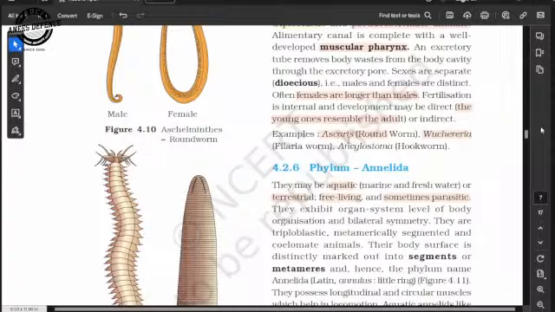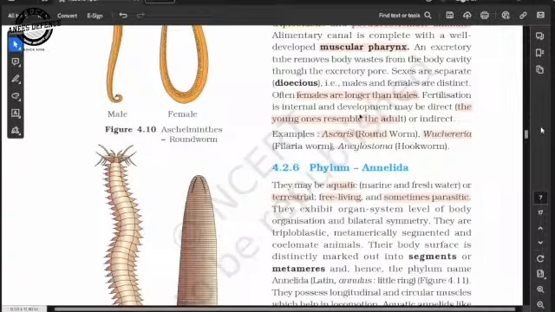Ascaris is very common. It enters our body from unclean surfaces. If we are not wearing proper shoes or slippers, then it will enter our body through our legs. Ascaris can enter at any age, infant, adult, children, because it is through infected food and water.